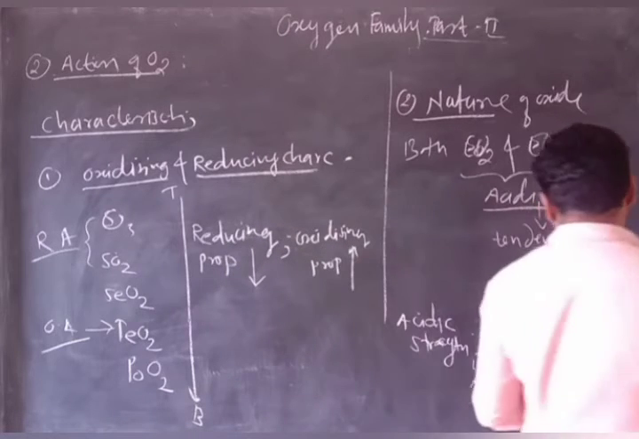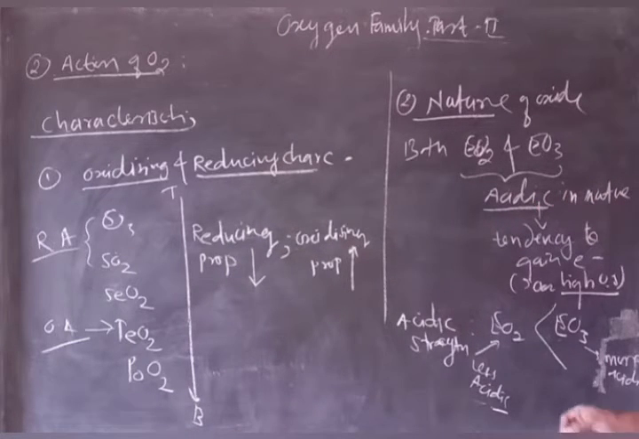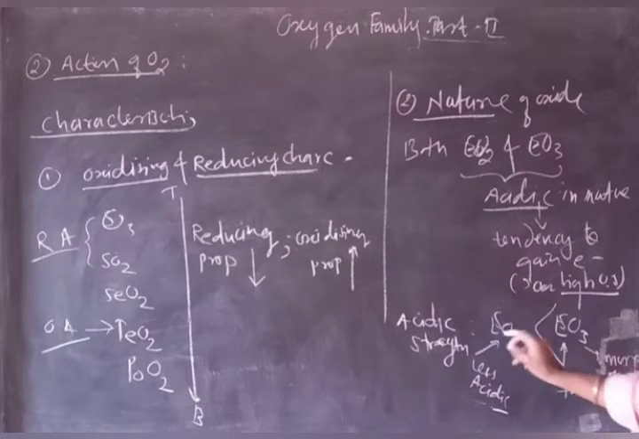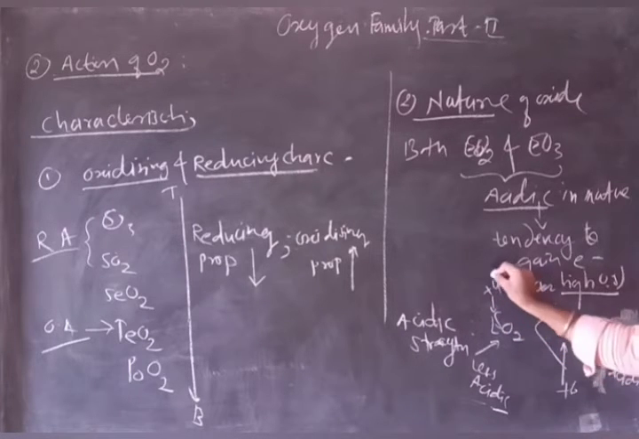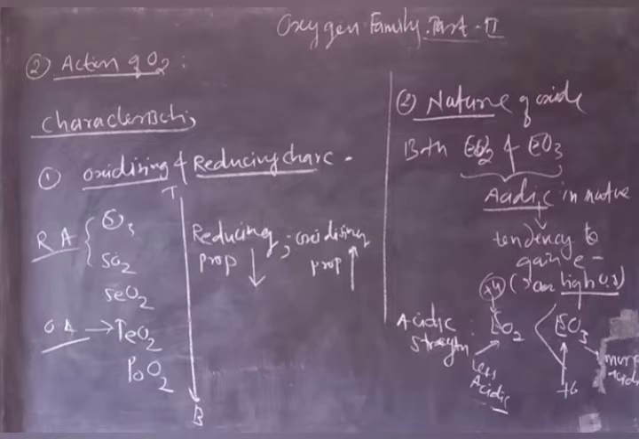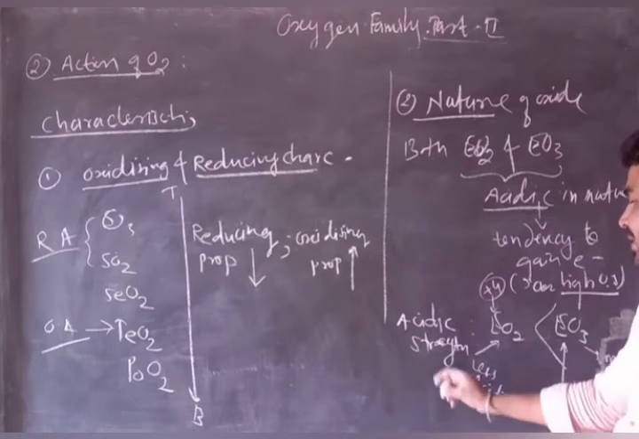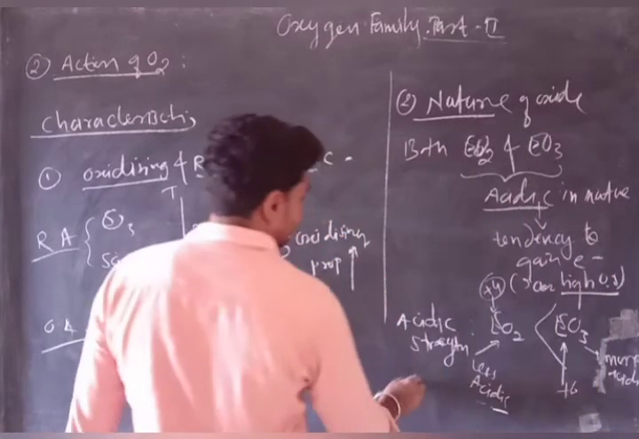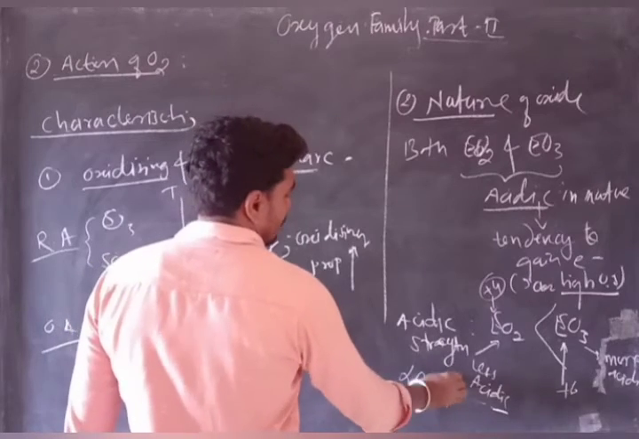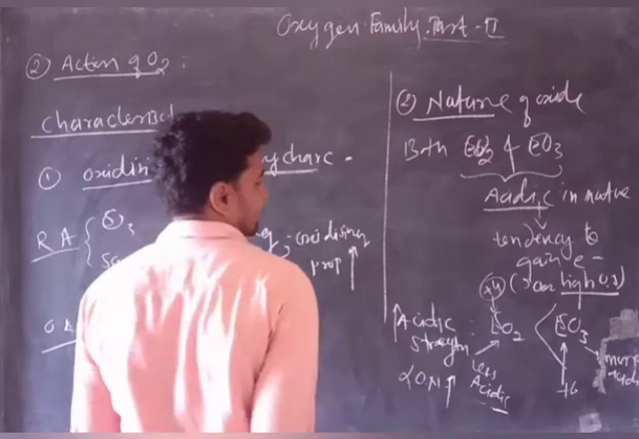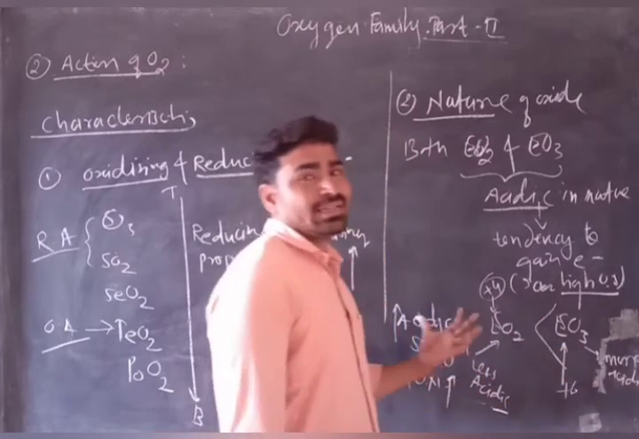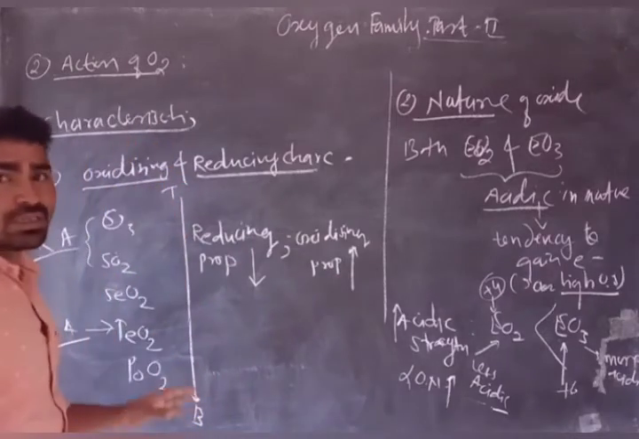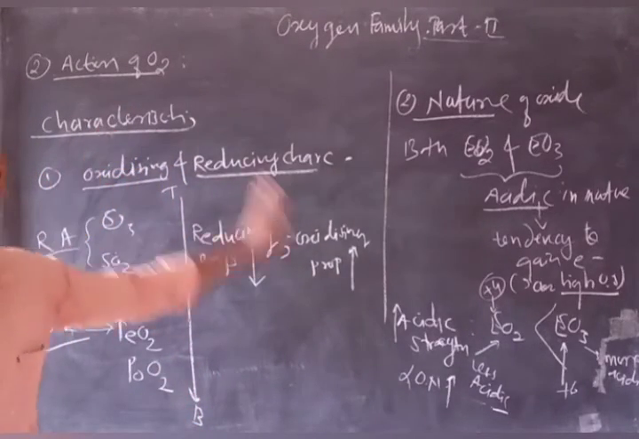Why are trioxides more acidic? Because the oxidation state comes as +6, and EO2 has less acidic character because it has a +4 oxidation state. And remember, my dear students, this acidic strength is directly proportional to the oxidation number. The higher the oxidation number, the greater the acidic strength. That's why the trioxide shows more acidic character than the dioxide, and this is all about the oxides of the oxygen family.